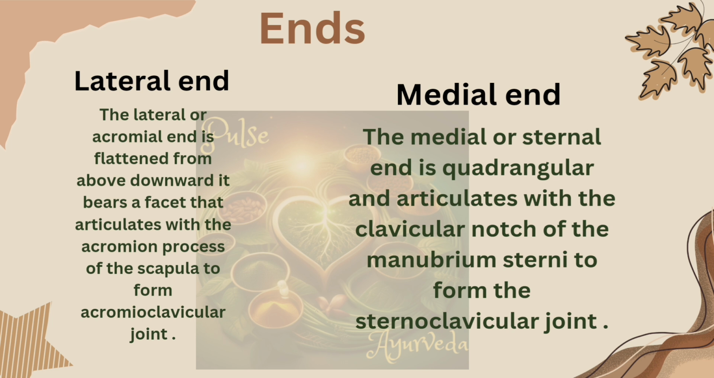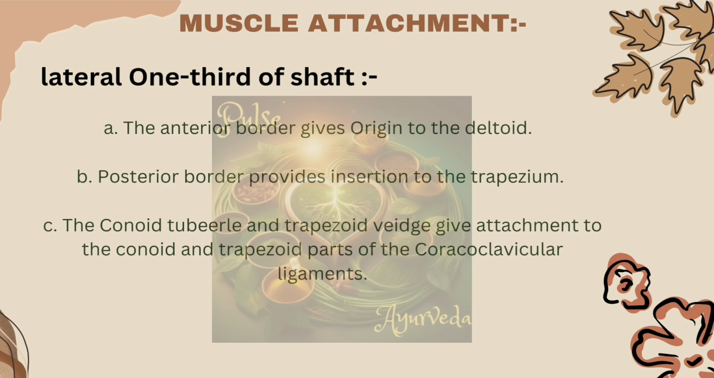Then the two ends, lateral and medial. The lateral or acromial end is flattened from above downward. It bears a facet that articulates with the acromion process of the scapula to form the acromioclavicular joint. We'll learn about the scapula after this bone, and you will get to know it there. The medial or sternal end is quadrangular and articulates with the clavicular notch of the manubrium sterni.